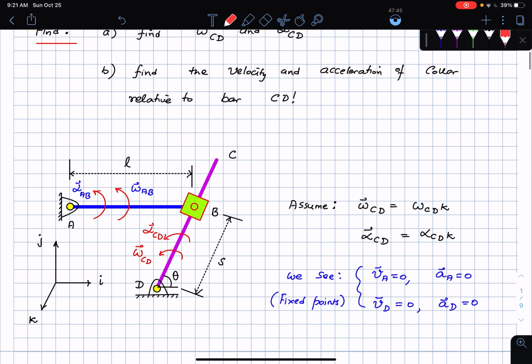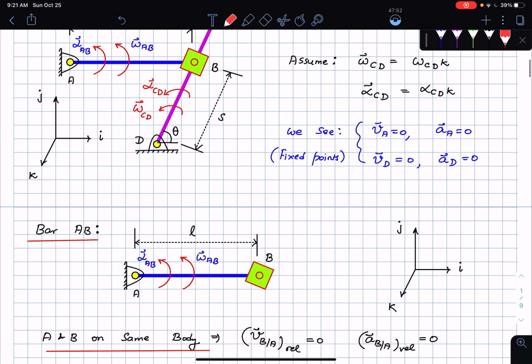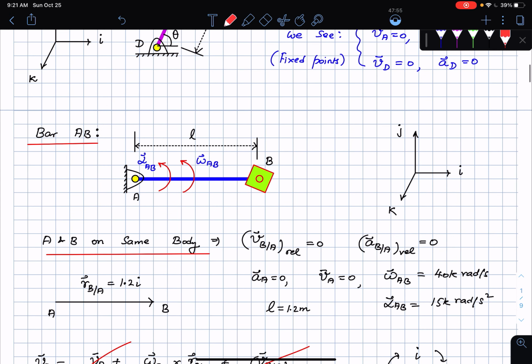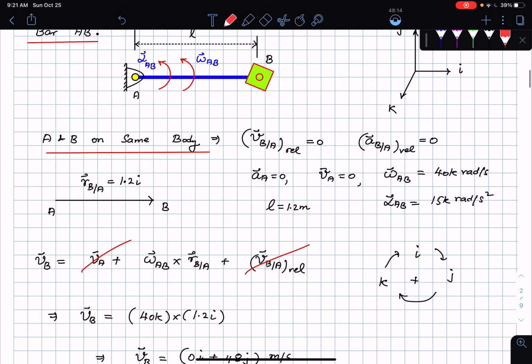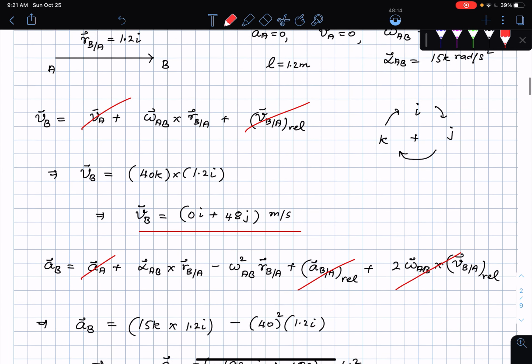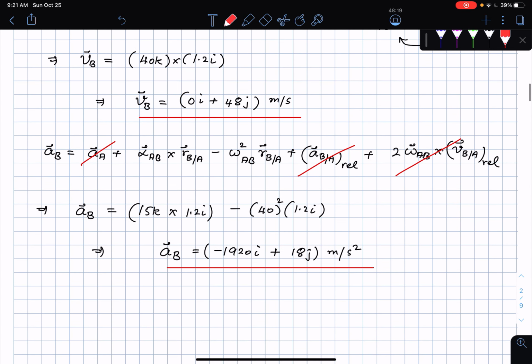My strategy is I look at the bar AB first. The collar is attached to the point B, so the collar B is a part of the bar AB. There's a pin there, so the collar can rotate about that pin, but the collar is very small in dimension, so we don't treat it as a rigid body as such. So B is a part of the body AB. I just make use of my regular velocity and acceleration equations, and I find the acceleration and velocity of the point B, which is the same as the collar B.